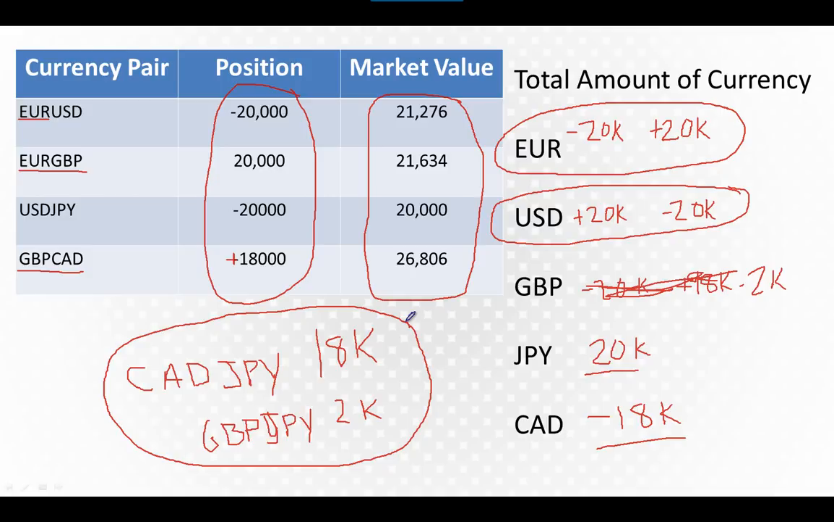So, hopefully, this has brought you to the point where you understand that you don't want to do this. It doesn't make any sense. Just take CAD yen long for 18K and pound yen. It's a much easier way to do it.